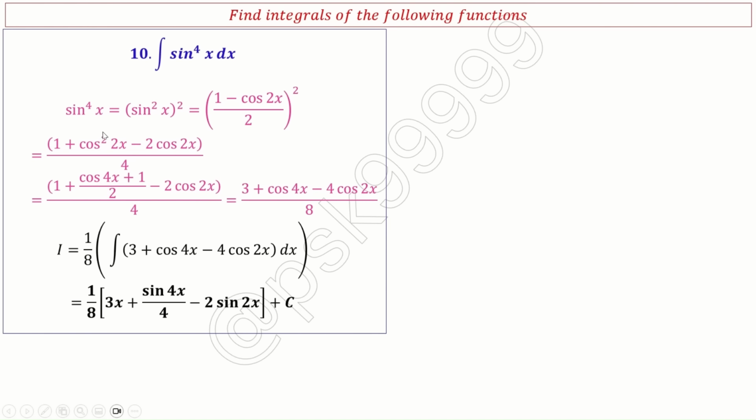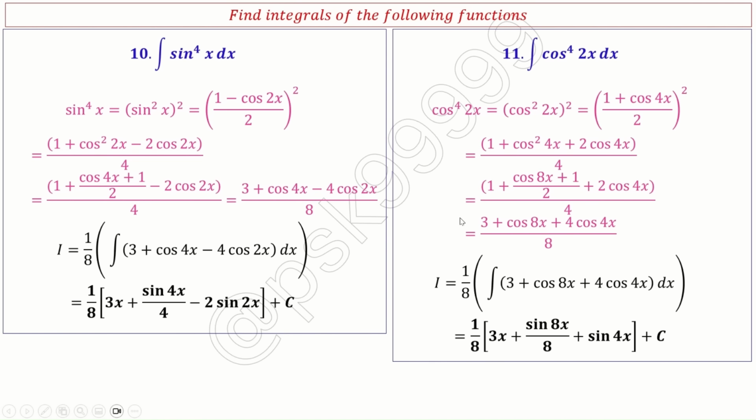Sine to the power of 4x. Sine to the power of 4, I can write as sine square whole square. And I told you, whenever you say sine square x, you convert into double angle, that is 1 minus cos 2x by 2 whole square. Now this is nothing but, denominator is 4 and numerator is 1 plus cos square 2x minus 2 cos 2x. If I simplify it further, this cos square 2x I again convert into cos 4x terms. Finally the simplification is 3 plus cos 4x minus 4 cos 2x divided by 8. So this is simple, 1 by 8 integration of 3 plus cos 4x minus 4 cos 2x dx. That is the answer here.